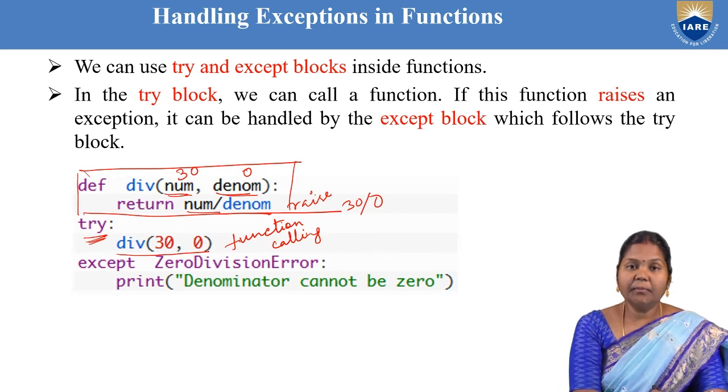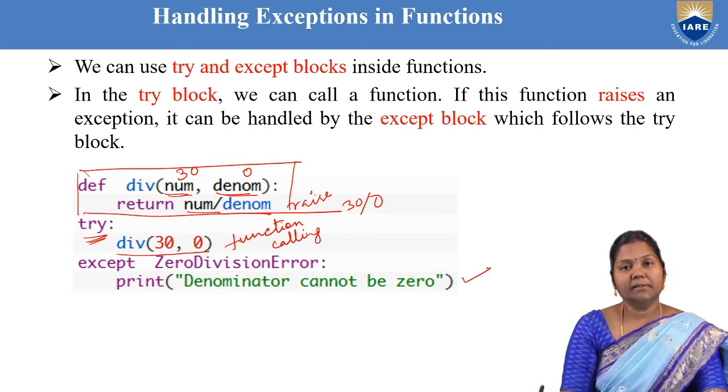So, in the try block, you need to call the function, and if it raises an exception, then it has to be handled in the except block. It is handling it because the ZeroDivisionError is there. The denominator cannot be 0. That statement gets executed. In this way, the try and except block can be written in functions also.